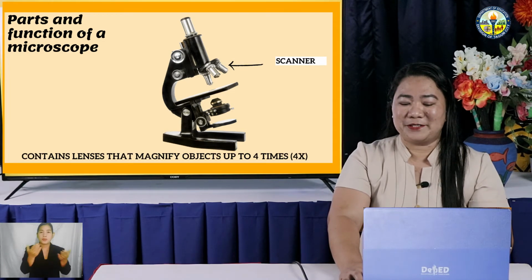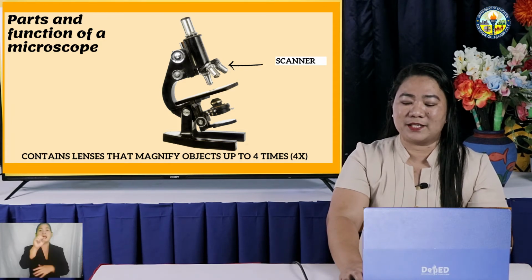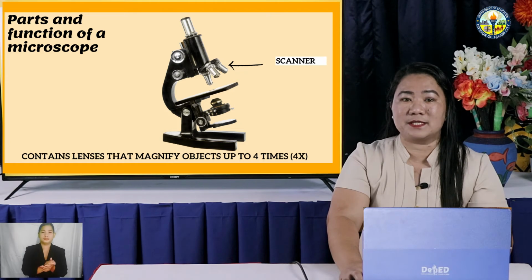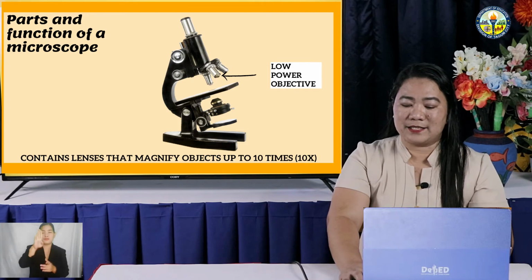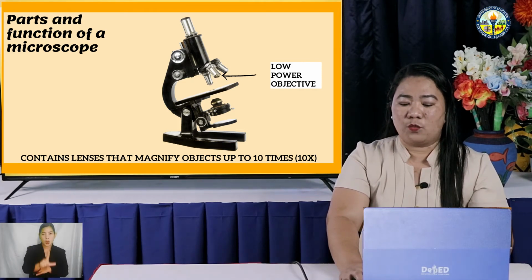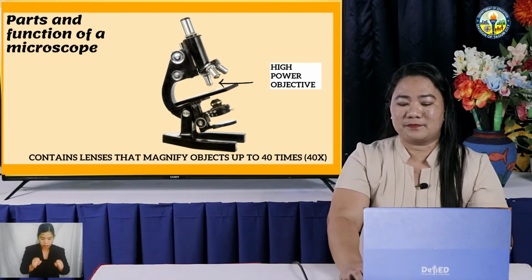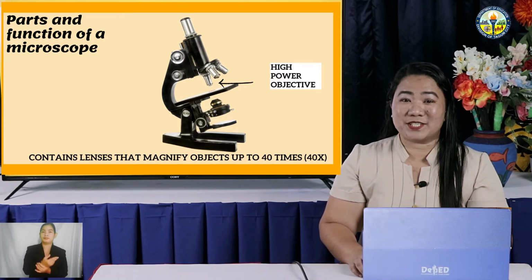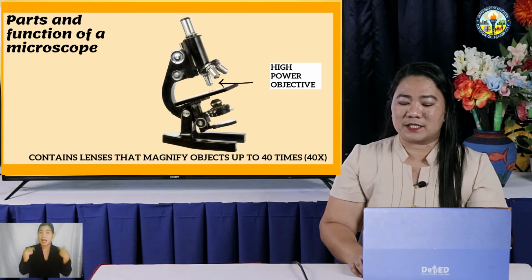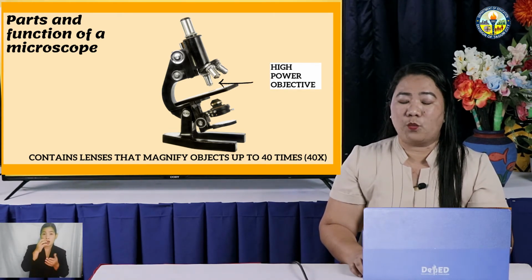For number 7, the answer is the scanner objective, which contains lenses that magnify objects up to 4 times magnification. For number 8, the answer is low power objective, which contains lenses that magnify objects up to 10 times. For number 9, the answer is high power objective, which contains lenses that magnify objects up to 40 times. And oil immersion objective, which contains lenses that magnify objects up to 100 times.